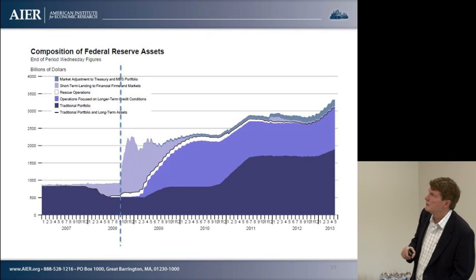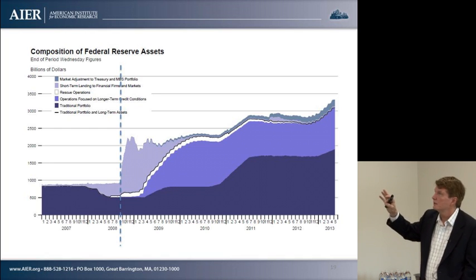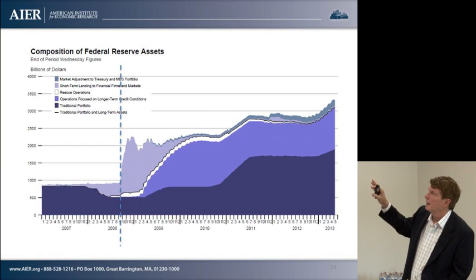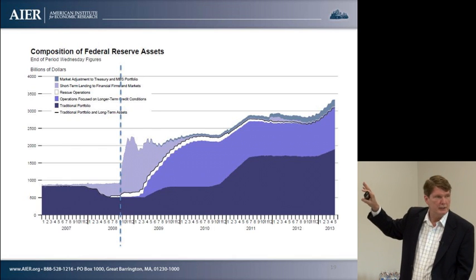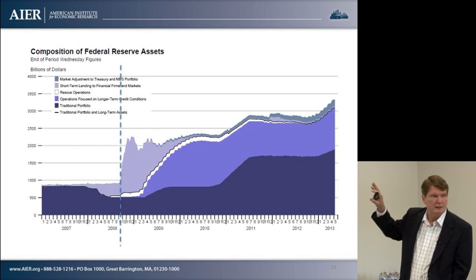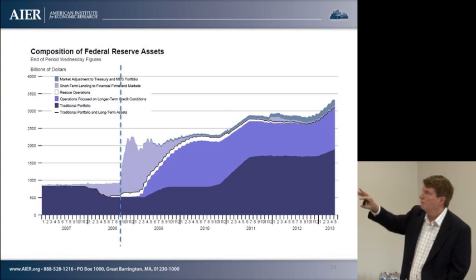This shows the composition of Federal Reserve assets. As you can see, in early 2008, there's this dramatic shift. And so you've got the rescue operations going on, you've got long-term credit purchases, you've got all these things. They've shifted their whole balance sheet to try to get onto that long end of the yield curve and bail out specific sectors of the economy, which is fundamentally different.